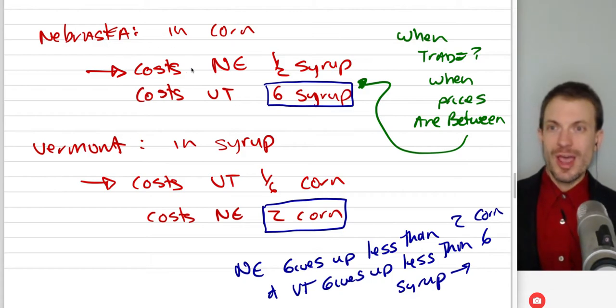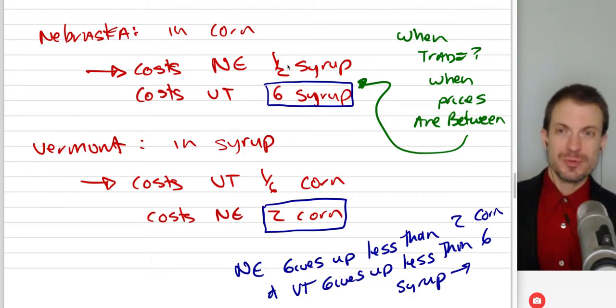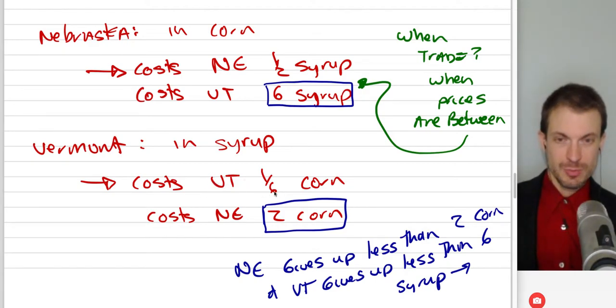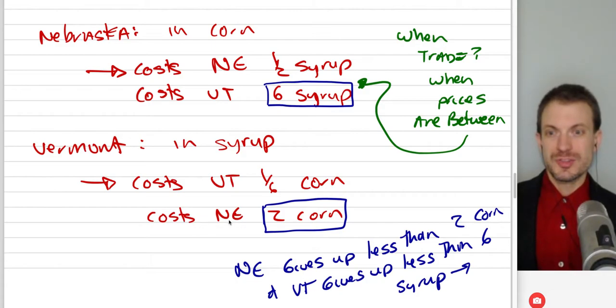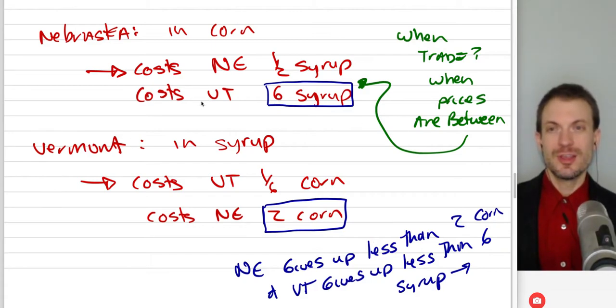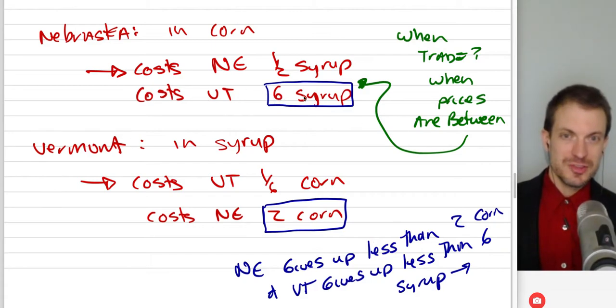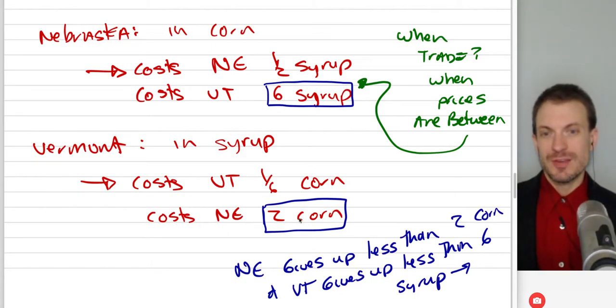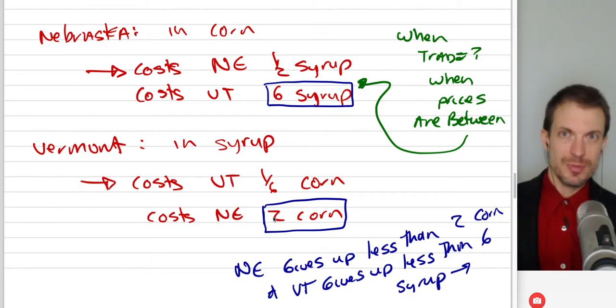So again, in Nebraska it costs 1/2 syrup to get a corn. It costs Vermont 6 syrup to get a corn. It costs Vermont 1/6 corn to make 1 syrup, or it costs Nebraska 2 corn to make a syrup. So when will they trade? Well, when the prices lie in between. So if Vermont can give up less than 6 syrup to get a corn, they're happy. And if Nebraska can give up less than 2 corn to get a syrup, they're happy.